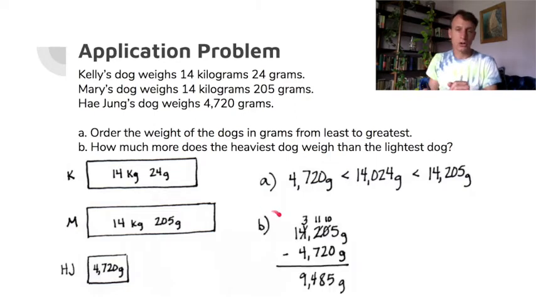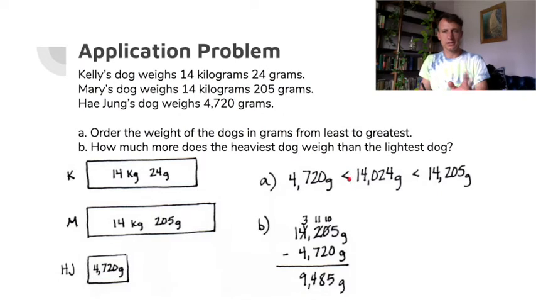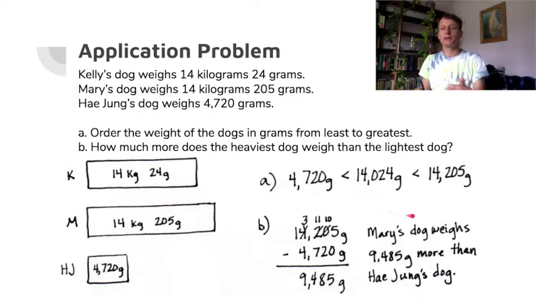Okay, so here's what that looks like, so you can compare my answer with yours. 14,205 minus 4,720. Okay, good. You had to regroup with a zero there, which sometimes can be confusing. So our statement would be Mary's dog weighs 9,485 grams more than Hei Zheng's dog.